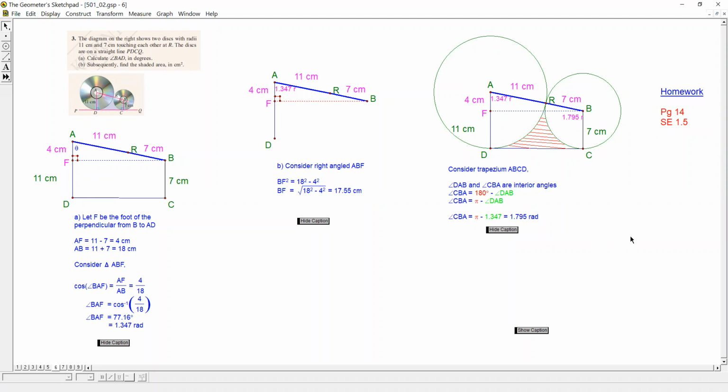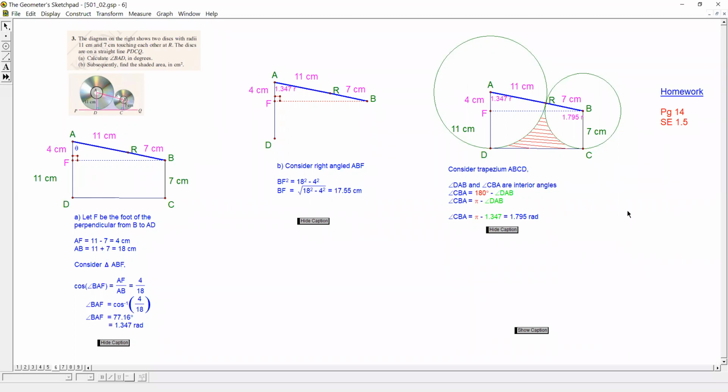So far okay or not? You know what I'm doing or not? Interior angle. So I use 180 minus this, I get this one. But now it is radian, so I use pi minus this, then I get this. My answer is in radian. So far okay?